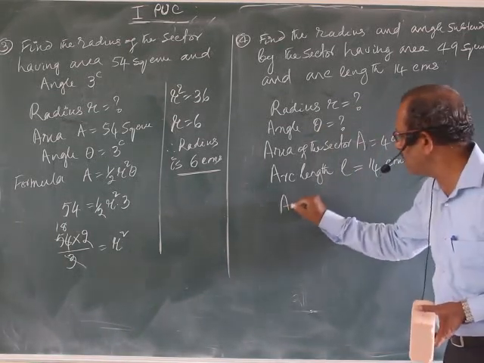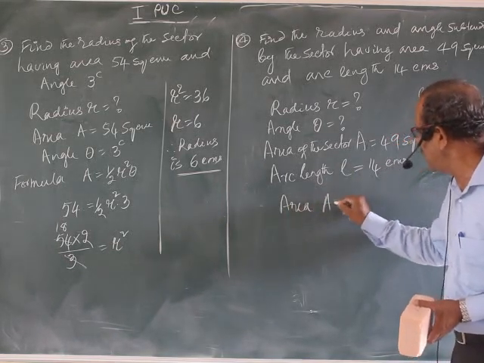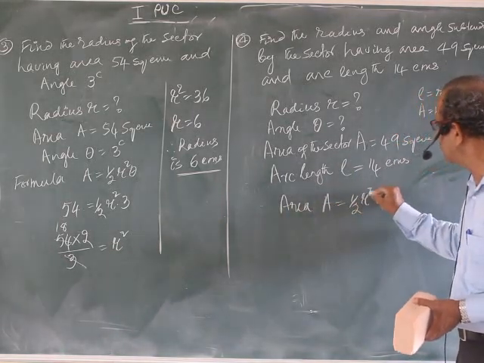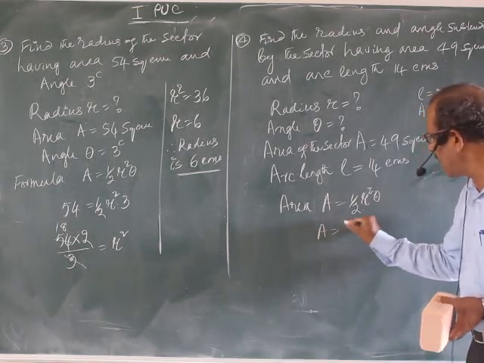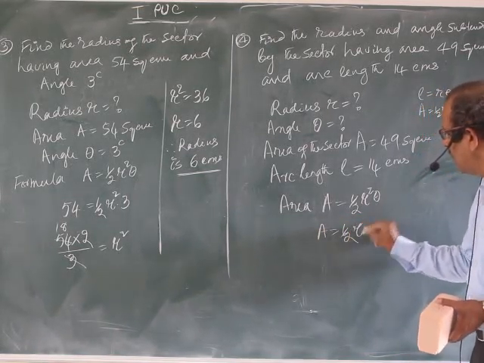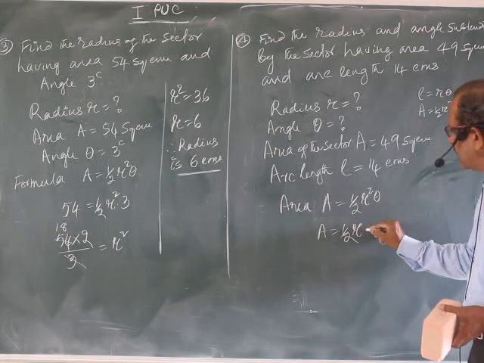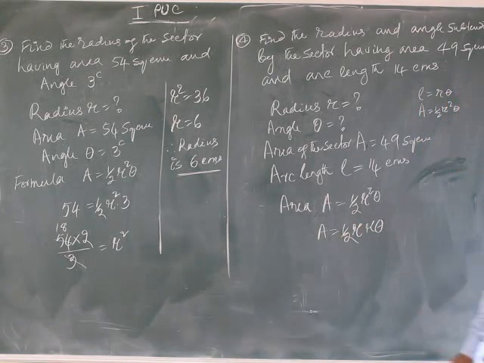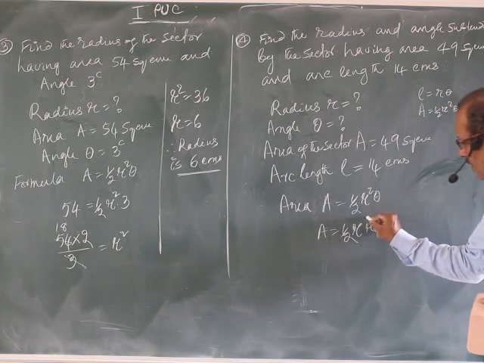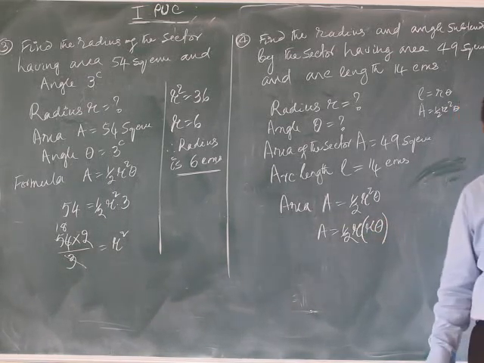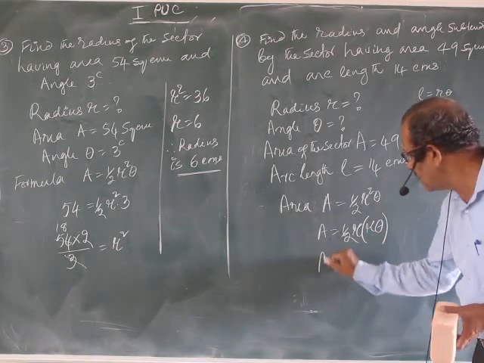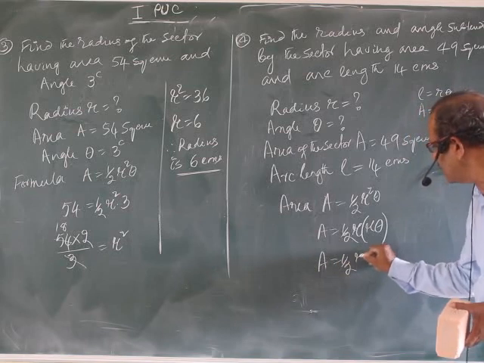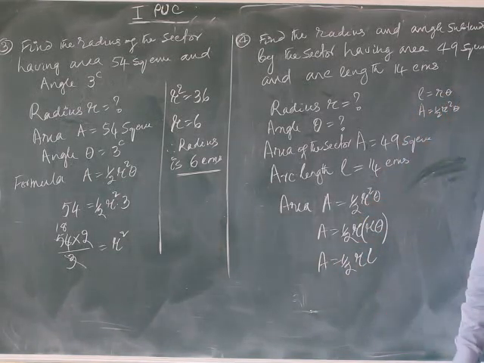Let me write the area formula first. Area A equal to half r square theta. Or A can be written as half into r square, meaning r into r. Why have I written it like this? Because r into theta means what? L. L equal to r theta. So A can be written as half into r into L.